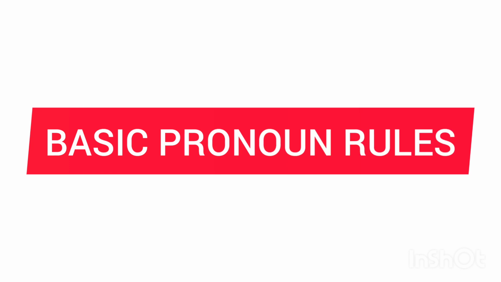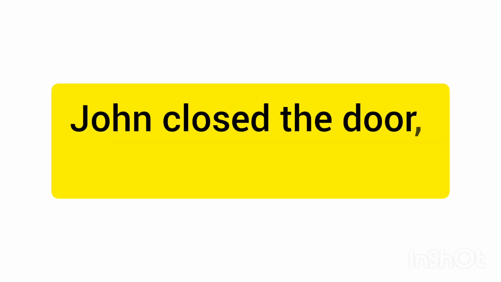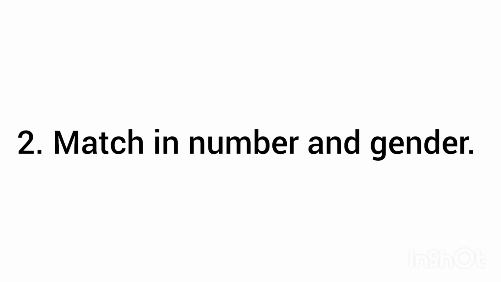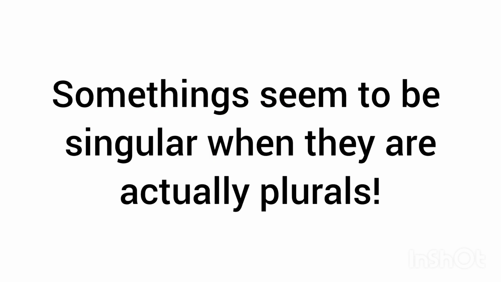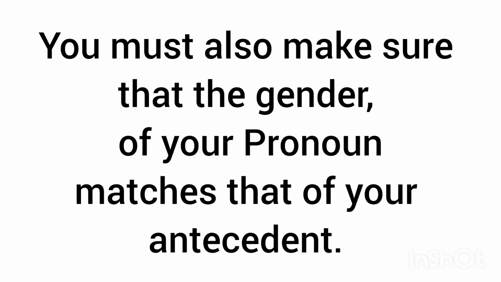So, in order to use pronouns correctly, you have to match them up with their antecedent, which is the word that the pronoun replaces, like John closed the door and he went to sleep. You must match in number and gender. Number means matching plurals and singular. Don't forget, some things seem to be singular when they are actually plural, like a pair of scissors, which doesn't have any singular form. You must also make sure that the gender of your pronoun matches that of your antecedent.